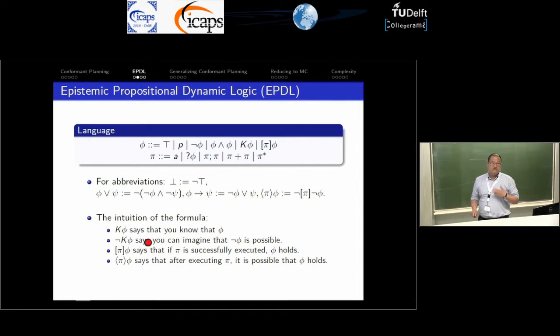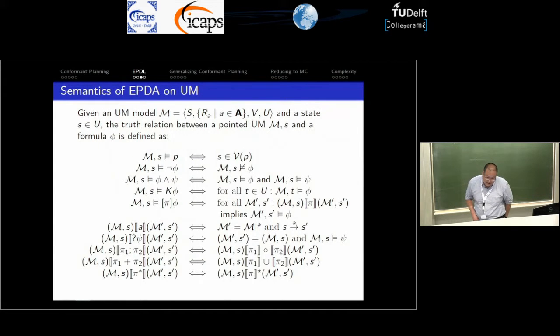Box pi phi means if pi is successfully executed, then phi is achieved. And diamond pi phi means after we execute this program pi, it's possible we terminate in a state where phi is true. So this logical framework is non-deterministic. The diamond pi phi means it's possible that when we do pi, we achieve a state where phi is true. Yeah. So this is a logic framework.